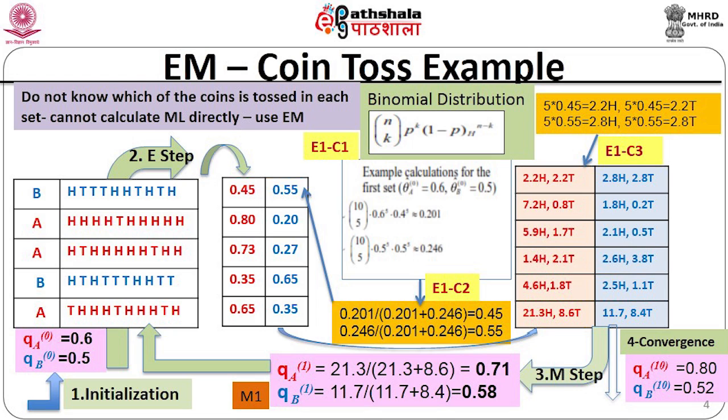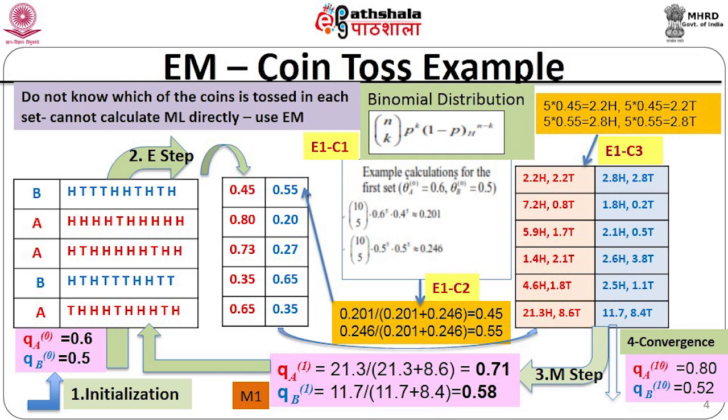So now, at the first iteration, during initialization, we are assuming QA and QB; this is just an assumption. We are assuming that the probability of heads for the red coin is 0.6, and for the blue coin is 0.5. This is not calculated, this is just a guess. As we run this EM algorithm, we will come to a convergence, and that final value is the ML estimate.